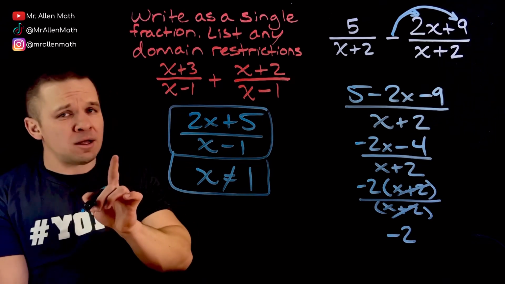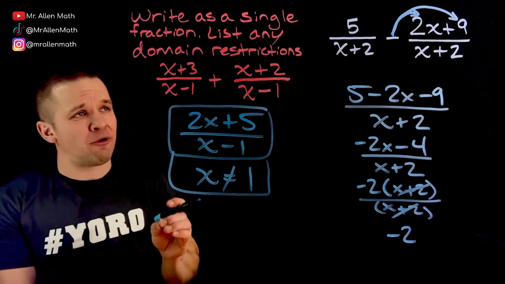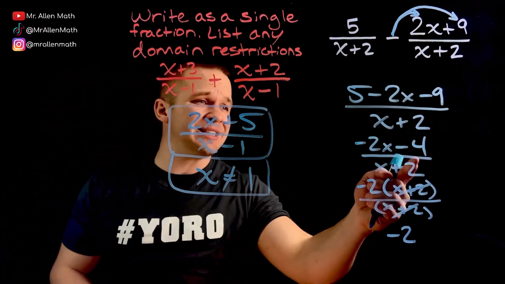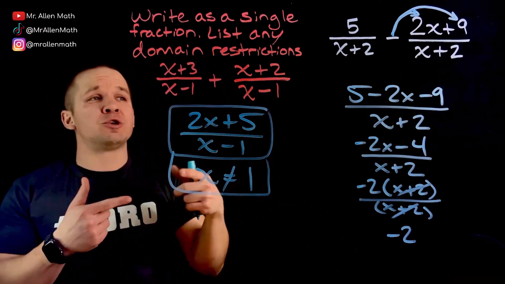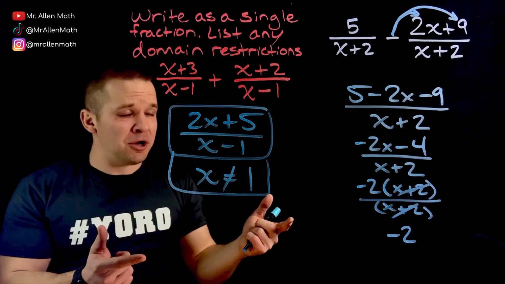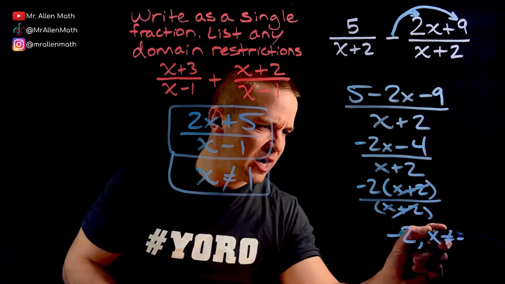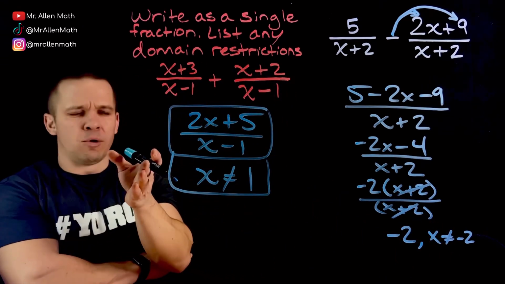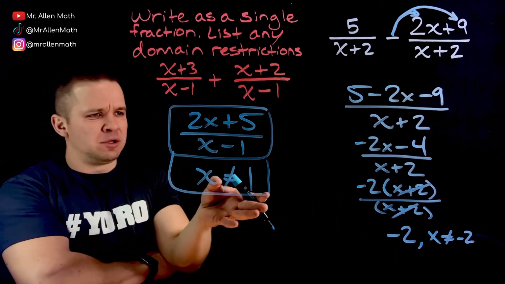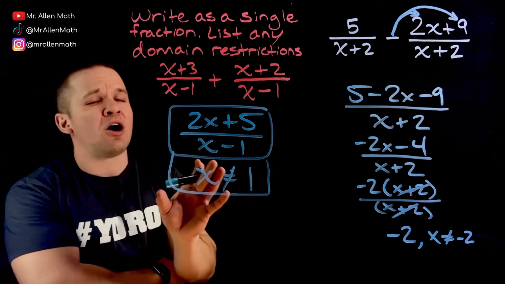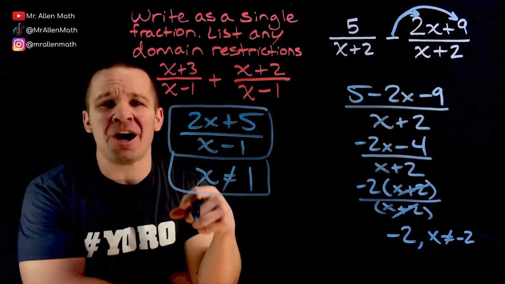But those domain restrictions come from its original form, before any simplifications. So I have to look at my denominator that got canceled out, which was x plus 2, which means my domain restriction is x cannot equal negative 2. But what the heck? I have negative 2 left over, and x cannot equal negative 2. That's okay. We're not solving here, right? It's simplified down to negative 2.